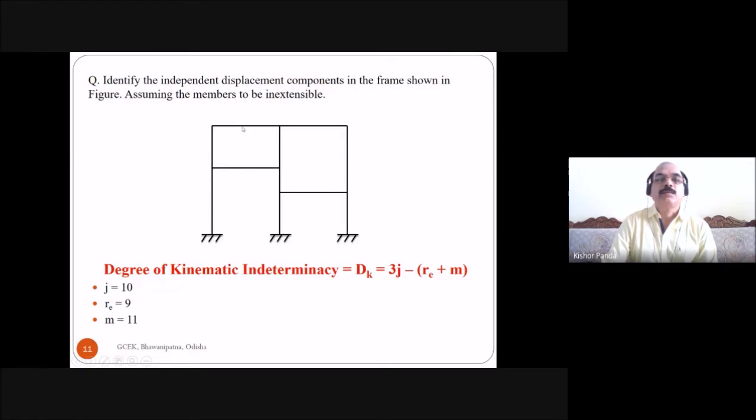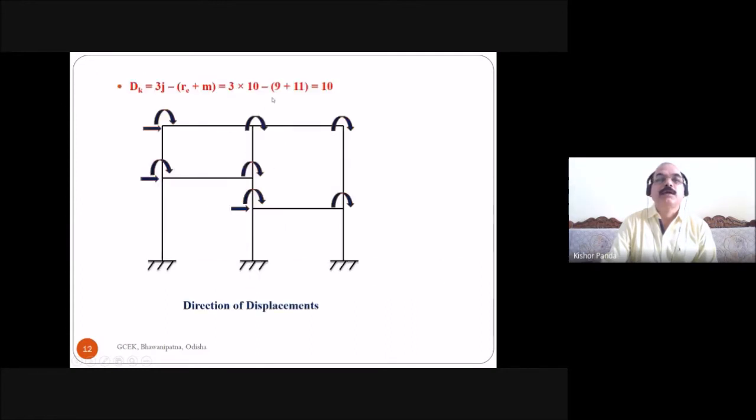Then count the horizontal members: 8, 9, 10, 11. So the number of members is 11. Then you put here: the degree of kinematic indeterminacy is equal to 3j minus 3 into 10 minus 9 plus 11. 3 into 10, minus 9, plus 11. Here you get 20, 30, so 10.